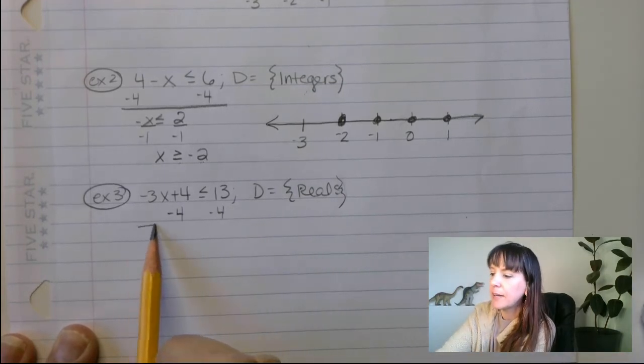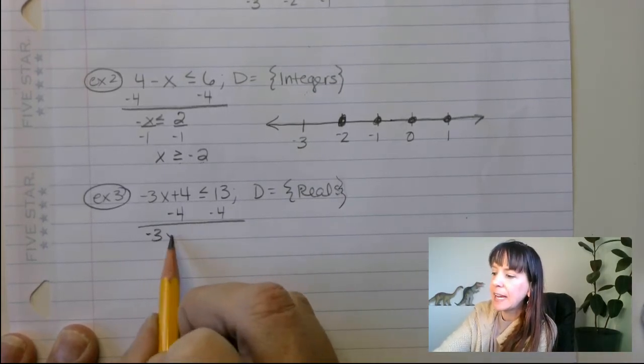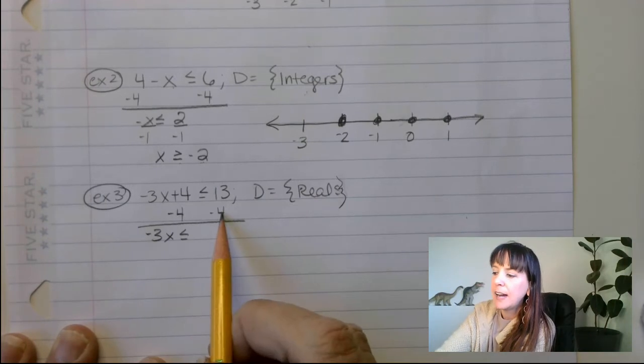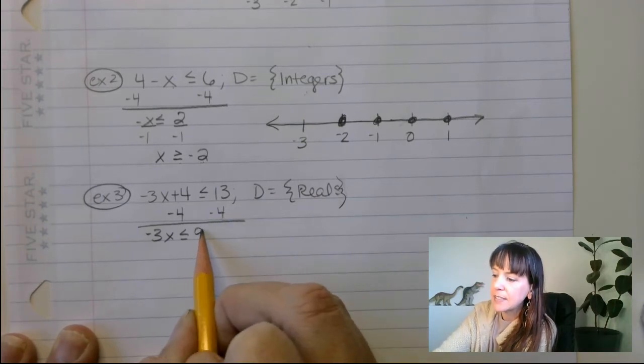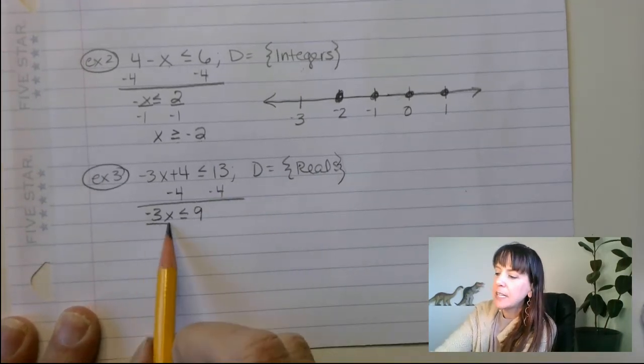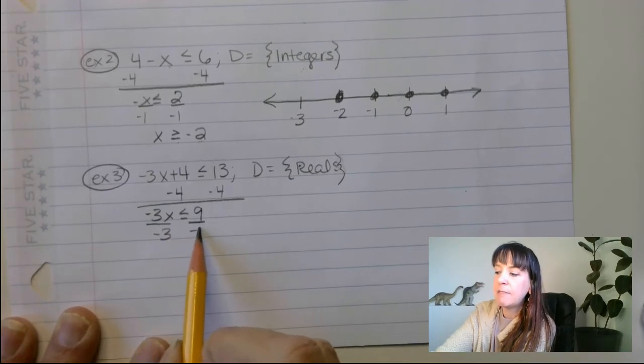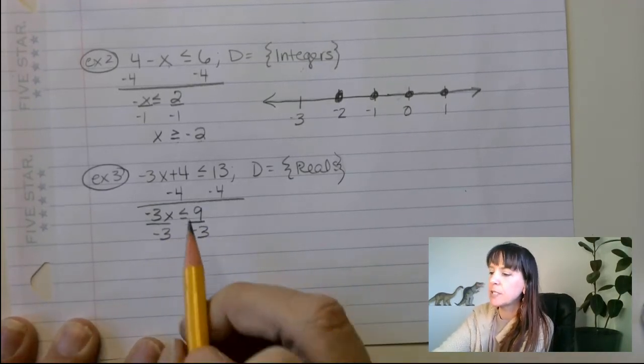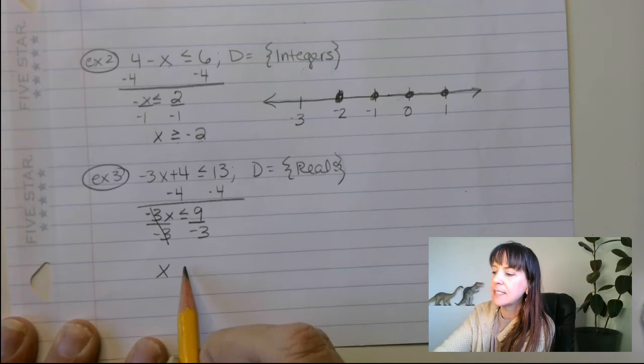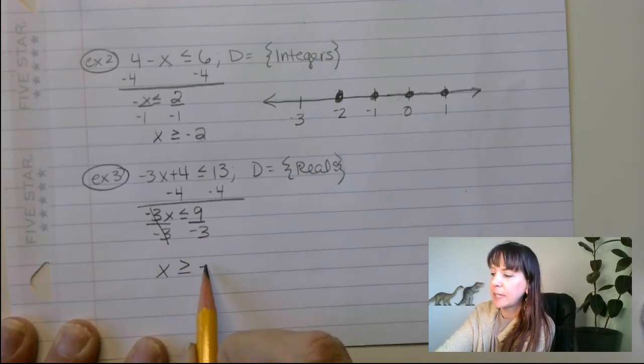When we do that, we get -3x is less than or equal to 9, okay? Divide both sides by -3, but hey, we're dividing by a negative, so flip your sign. These cancel out. x is greater than or equal to -3.